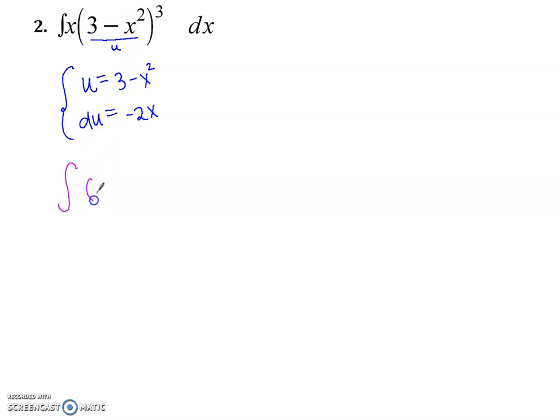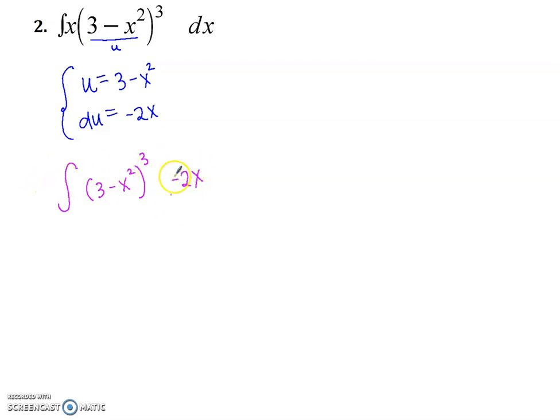I always like to put the u part first. So u is 3 minus x squared to the third. You don't drop this exponent. This needs a negative 2 in front of it to make it match this. Since inside the integral I multiplied by a negative 2, I can't just add in extra numbers in here.